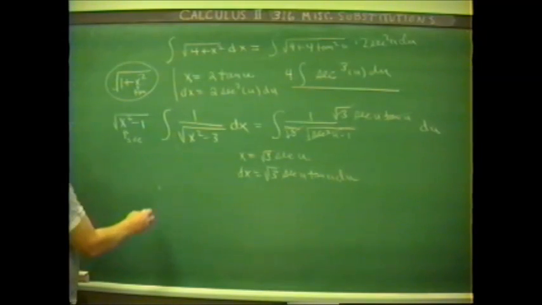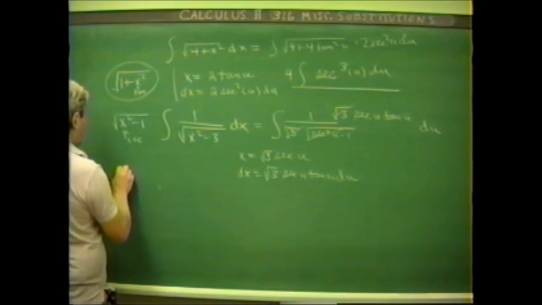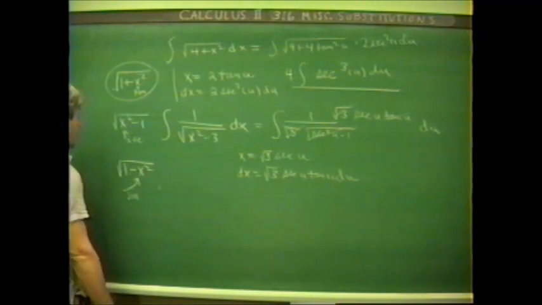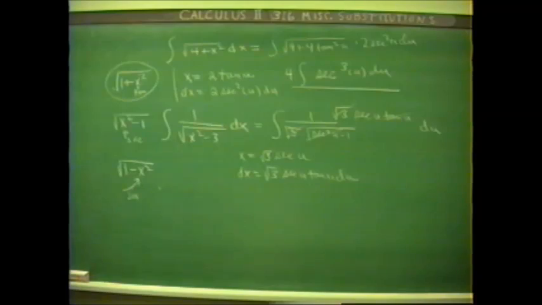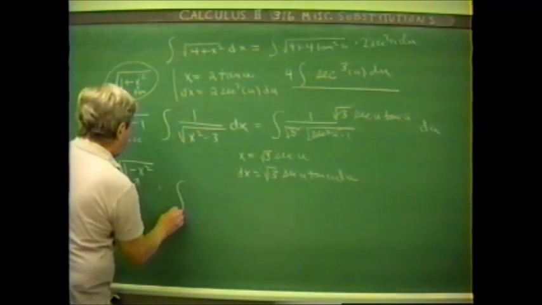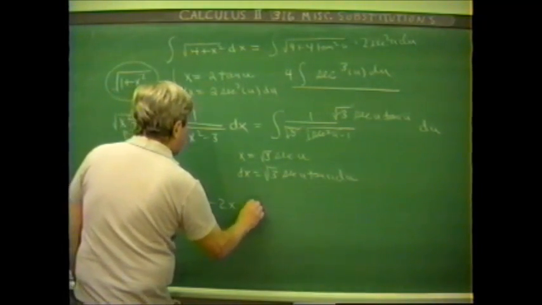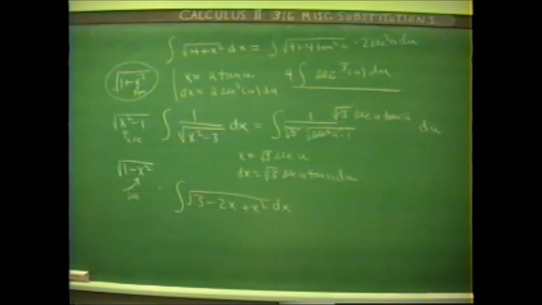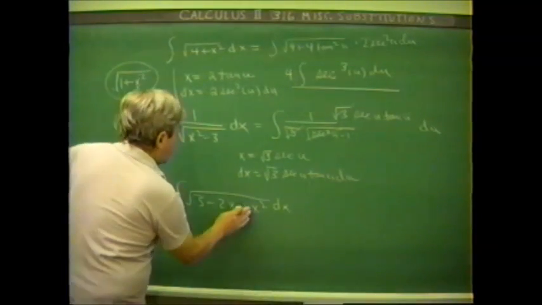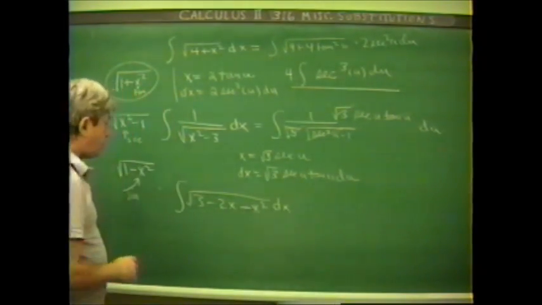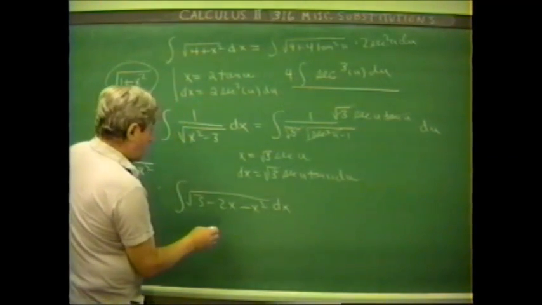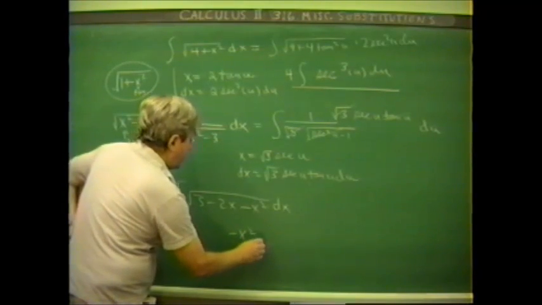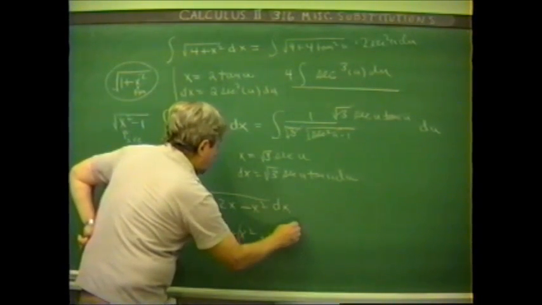The final possibility here is if we were looking at something like the square root of 1 minus x squared, and you'd like to make a sine substitution in here, or a cosine, since you have 1 minus sine squared, 1 minus cosine squared. Let's take a look at the antiderivative of the square root of 3 minus 2x plus x squared dx. Make this minus x squared. All right, so what have we got here? This is a minus x squared plus 2x.